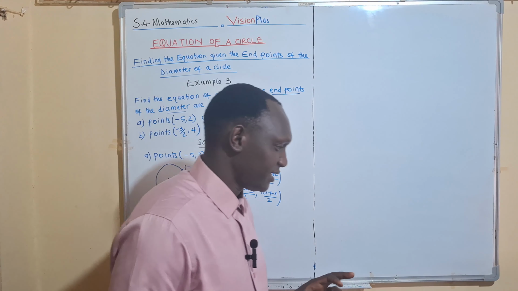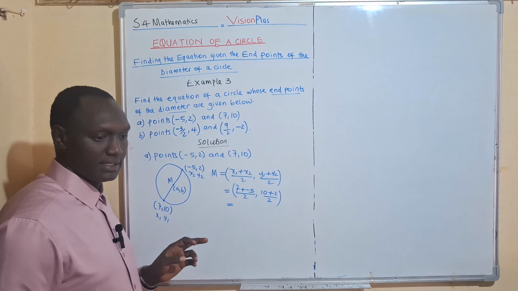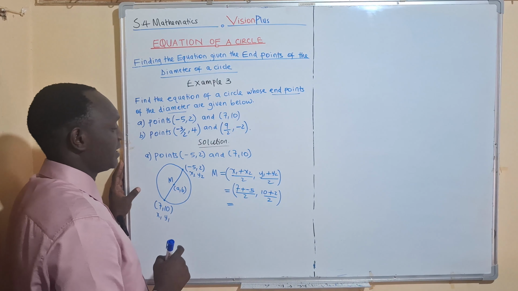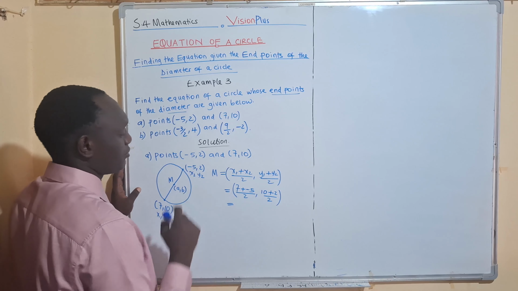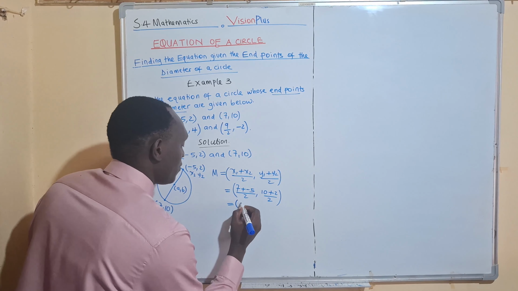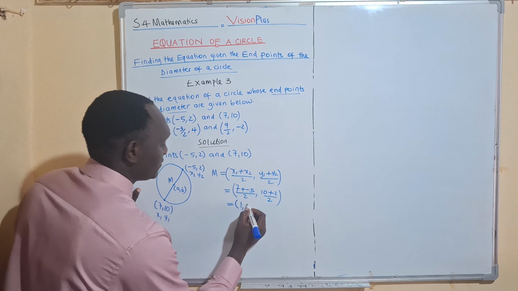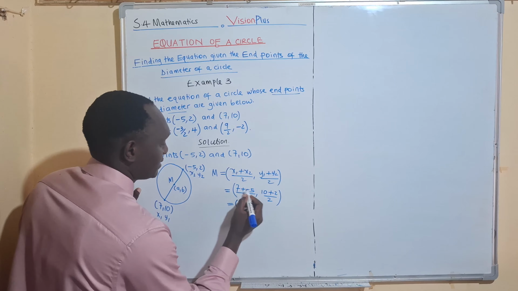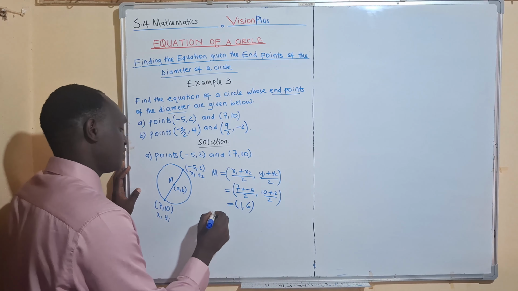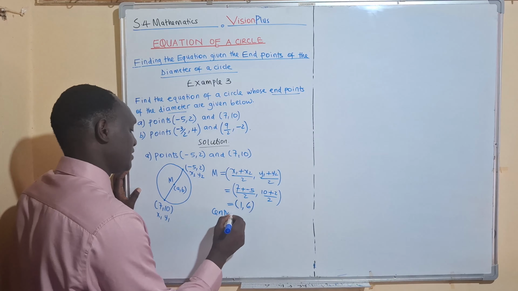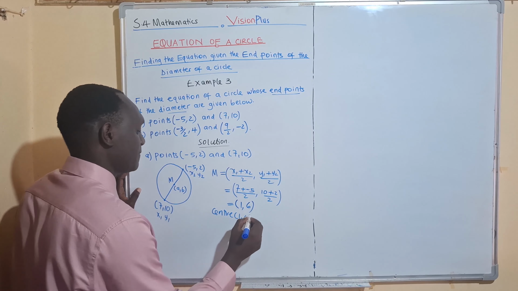7 plus -5, where is our calculator? 7 plus -5 is positive 2, divide by 2, 1, comma, and then this one gives us 6 here. This gives us 1. So these are the coordinates of the center. So I'm going to say the center is at 1, 6.